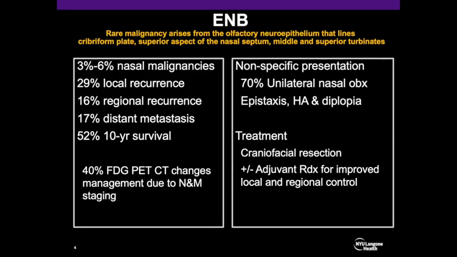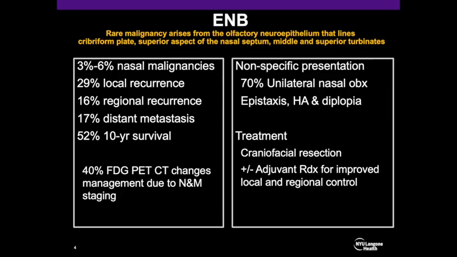Esthesioneuroblastoma is a rare malignancy. It arises from the olfactory neuroepithelium that lines the cribriform plate, superior aspect of the nasal septum, and middle and superior turbinates. So in that setting, the intricate anatomy of the cribriform plate, intracranial fossa, and the nasal cavity creates a direct access for disease progression into the intracranial compartment, orbital compartment, and the paranasal sinuses.